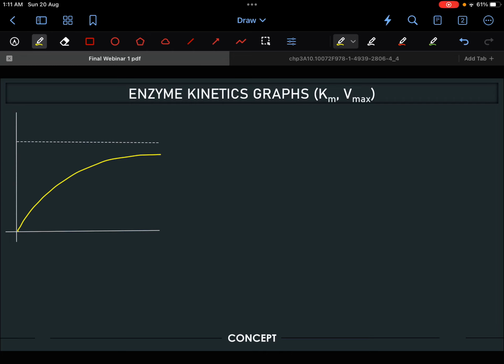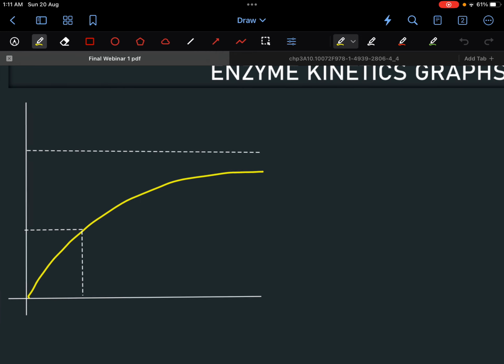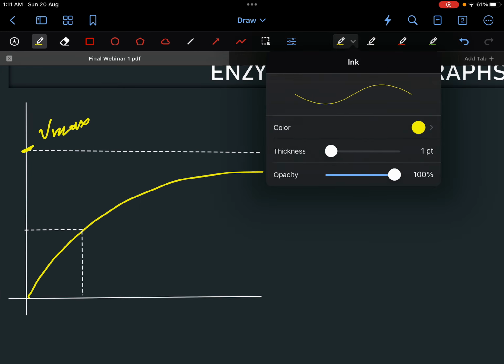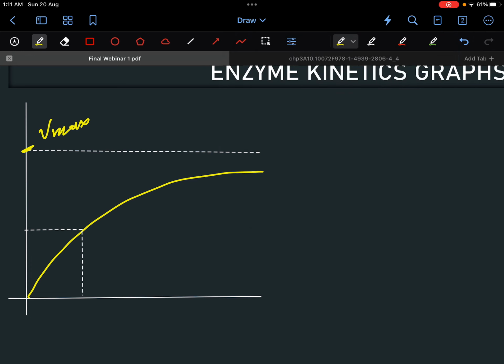This one, right? And we all know this is half of the Vmax, and this point is the Vmax. I will decrease the thickness. Yeah, this is Vmax, and this y coordinate represents the velocity, and the x represents the substrate concentration, right?